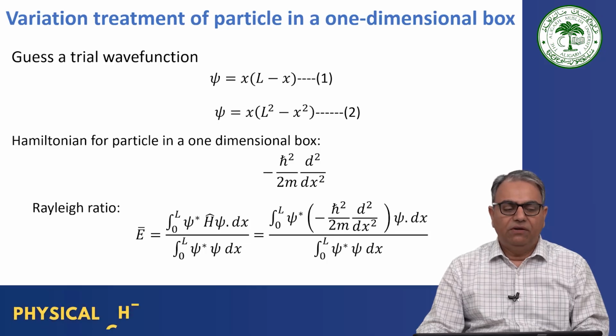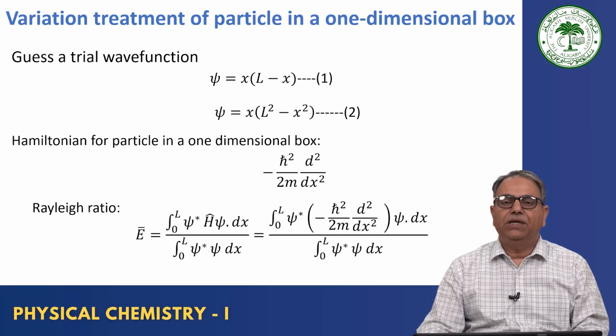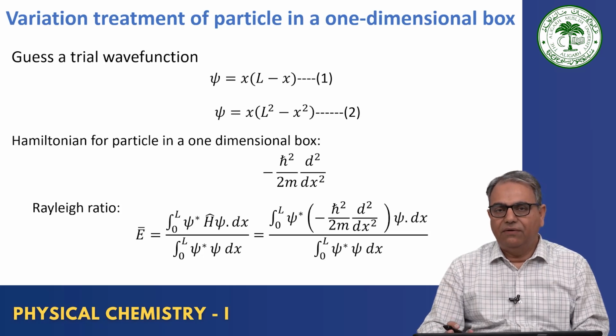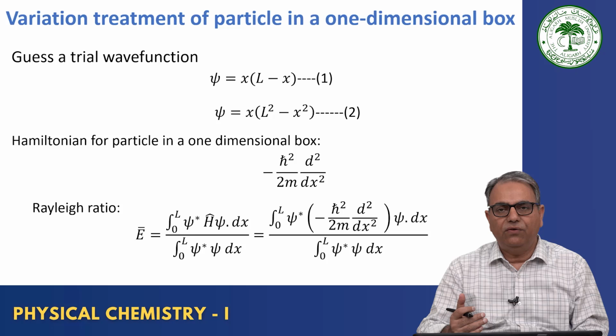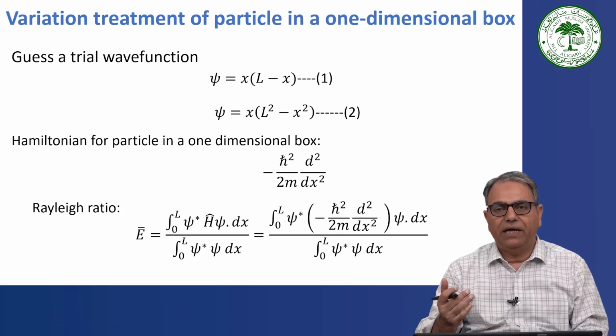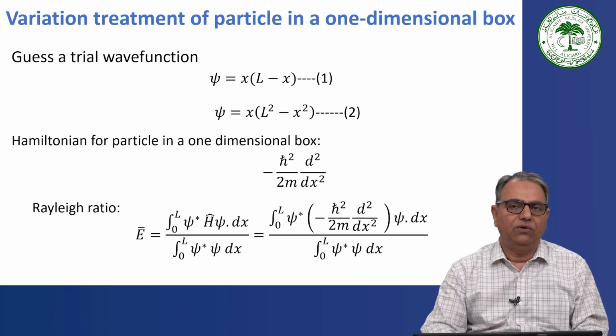So in the previous module, we were looking at the application of variation treatment to simple systems for which the actual solution or analytical solution is feasible. And then we were looking at the feasibility of getting the eigenvalue and eigenfunction very close to the actual value or not.